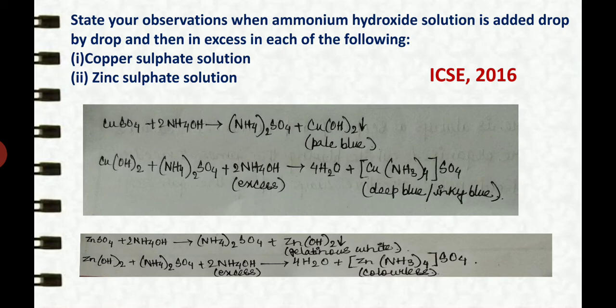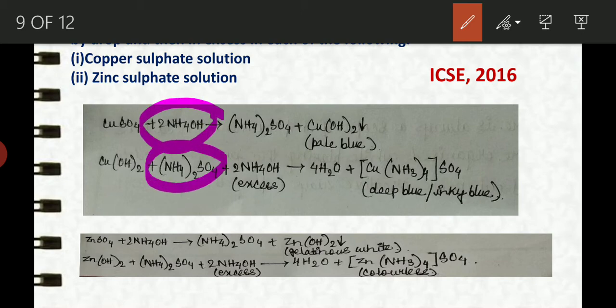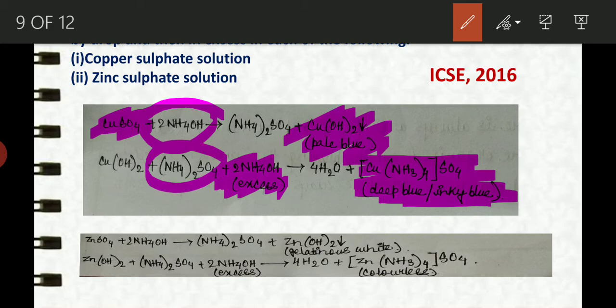Now the next question is from ICSE 2016. Here you have to state your observations when ammonium hydroxide solution is added drop by drop and then in excess in each of the following two cases: copper sulfate solution and zinc sulfate solution. So first, when ammonium hydroxide solution is added to copper sulfate, as I have already told you, it will form a pale blue precipitate of copper hydroxide along with ammonium sulfate, and this pale blue precipitate of copper hydroxide is very much soluble in excess NH4OH, and it will form a deep blue or inky blue solution of a complex salt, that is tetraamine copper sulfate.